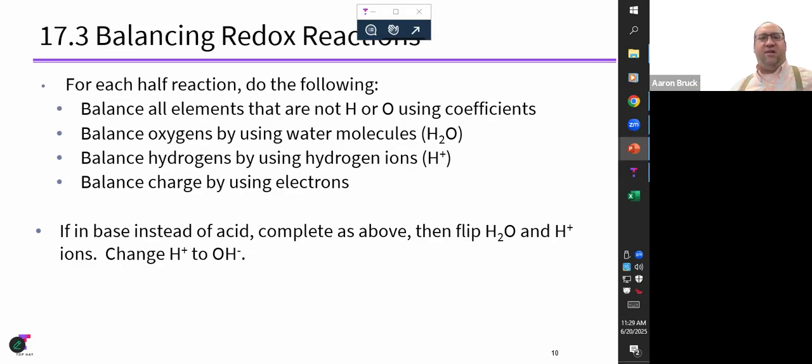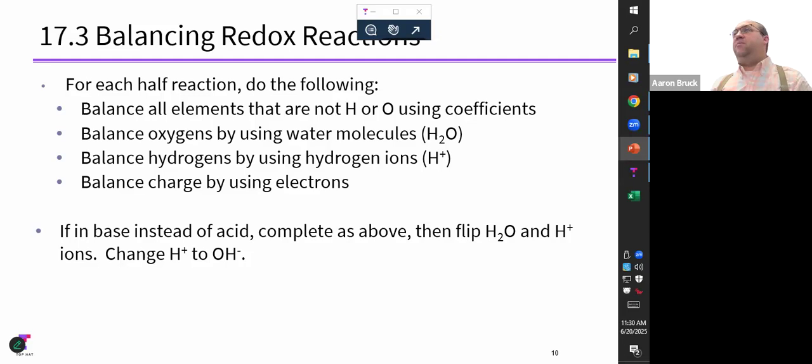And so here's what we end up doing. It's a process. We go through this in this sequence. First, we balance anything that's not hydrogen or oxygen. We just do that simply with coefficients. So if I have 2 aluminum on one side and 1 on the other, I make the 2 on the other side with a coefficient. Second step, we balance any oxygens by using water. And then we balance hydrogen using hydrogen ions.